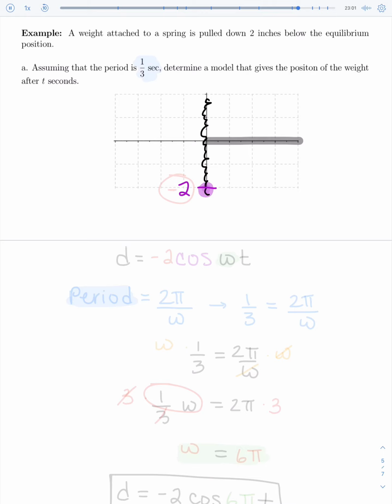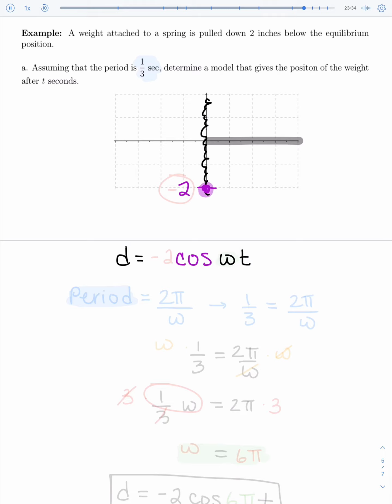Now, assuming the period is 1/3 second, determine a model that gives the position of the weight after t seconds. So they're saying this in a really fancy way, but they're asking for the equation, is what they're doing. So what we'll go do is we'll use D equals, because we're starting at something that's not 0, 0, we're starting at the bottom, we are definitely using cosine. And we don't know omega, we leave t alone always.